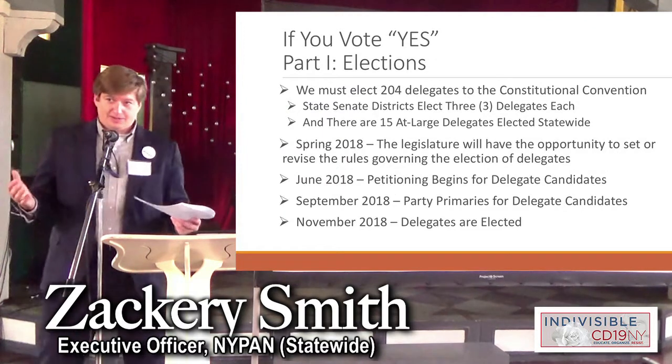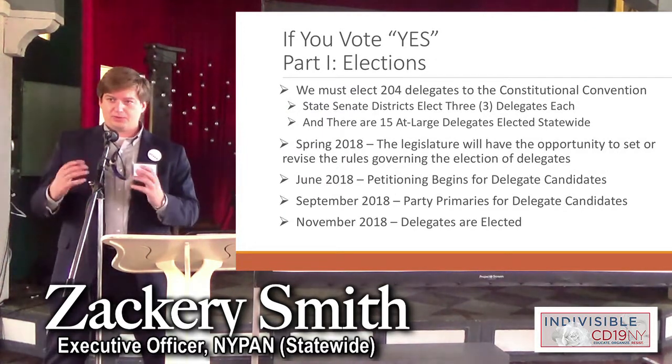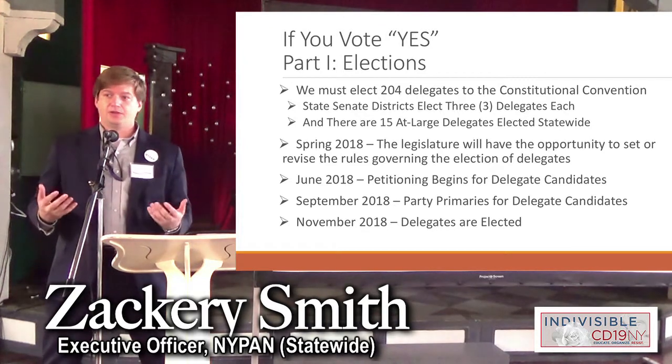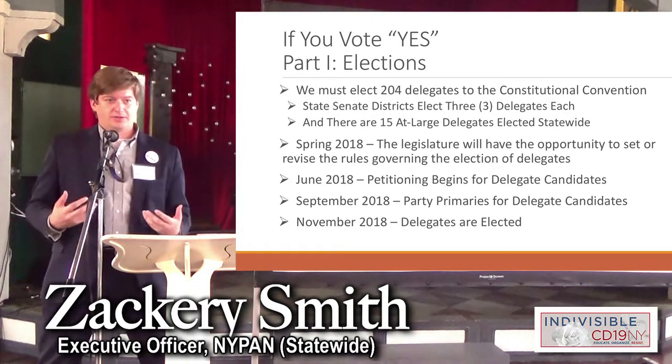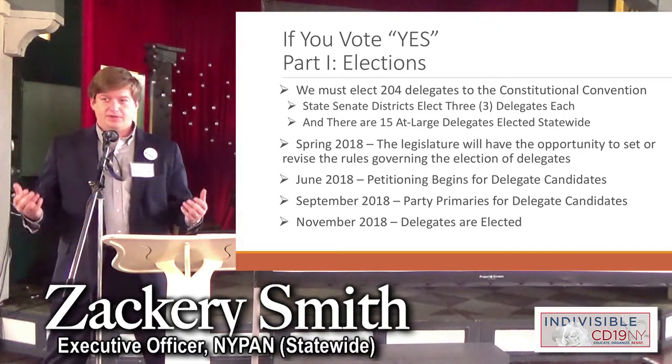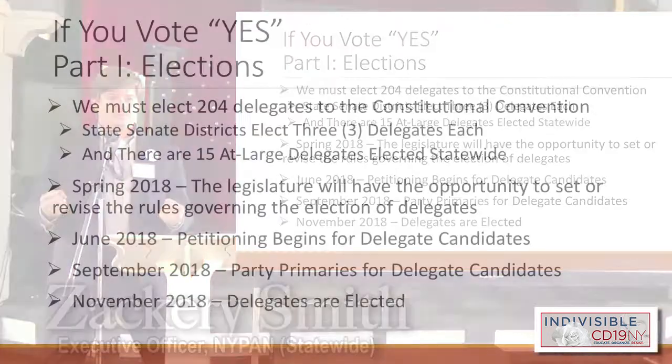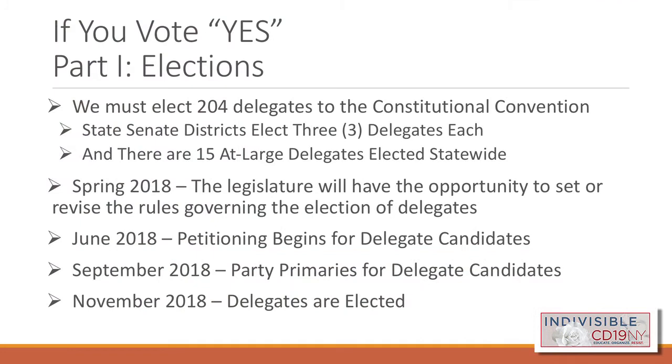So if you vote yes, then we go into this long, about 2-year process. You have to elect delegates. There are 204 delegates to the Constitutional Convention. Every state Senate district gets 3. There are 63 state Senate districts, so that's your 189. Then you also have 15 people who are elected statewide. So you have 204 extra elections you have to run in 2018, in addition to the governor and the attorney general and the Congress and the Assembly and all the other big races.